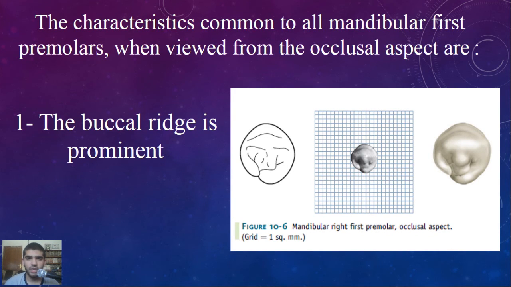Now we will talk about the characteristics common to all mandibular first premolars when viewed from occlusal aspect. The first one is that the buccal ridge is prominent. This is the buccal cervical ridge, as you can see. When viewed from occlusal aspect, we can see the buccal cervical ridge prominent. We can see it from occlusal aspect.